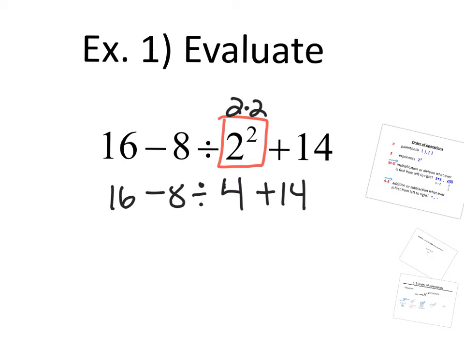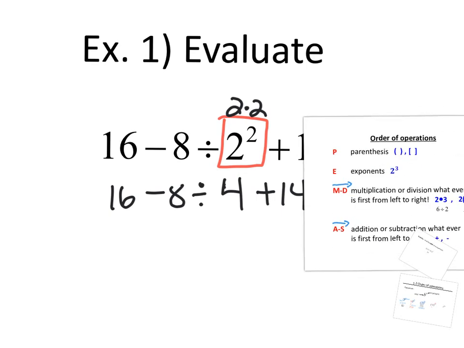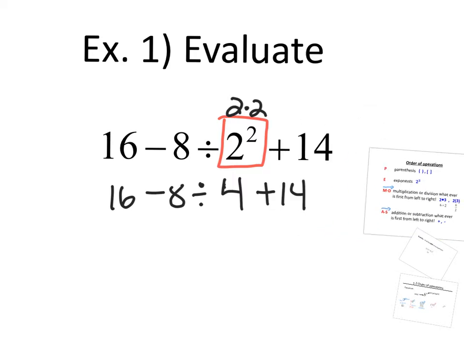Looking at PEMDAS one more time, you have division, and you have addition and subtraction. You have to multiply or divide before you add or subtract. So we don't have multiplication, but we do have division. So I am going to put a box right here. 8 divided by 4. That's what we have to do first. You bring down the 16, the minus, 8 divided by 4 is 2, and plus 14.